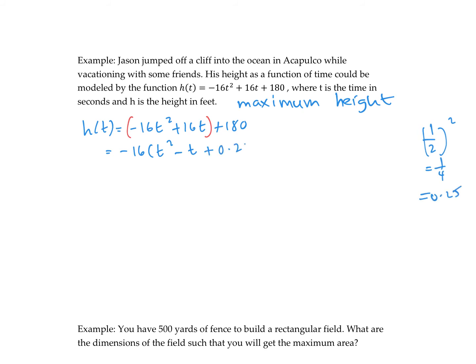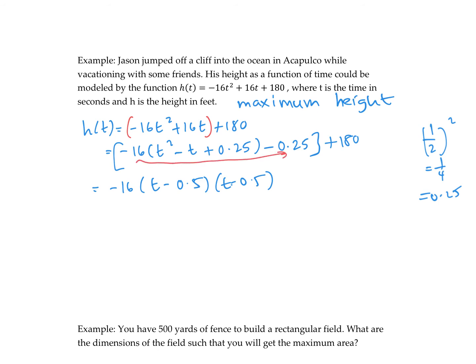So we're going to add 0.25. We're going to subtract 0.25 so we don't change the equation, and then we have 180. So it's minus 16 times t minus a half twice. Then I'm going to multiply the 16 times the negative 0.25, so that's positive 4. And then we have t minus 0.5 twice plus 184.